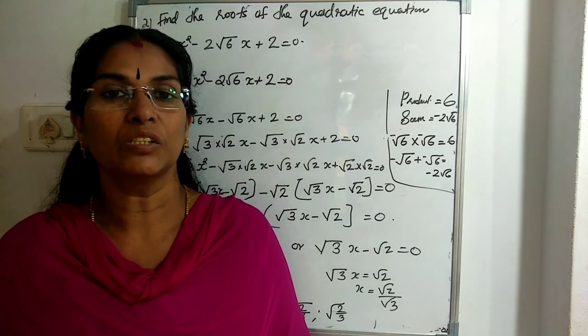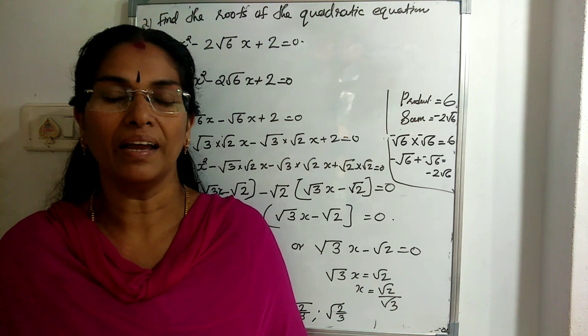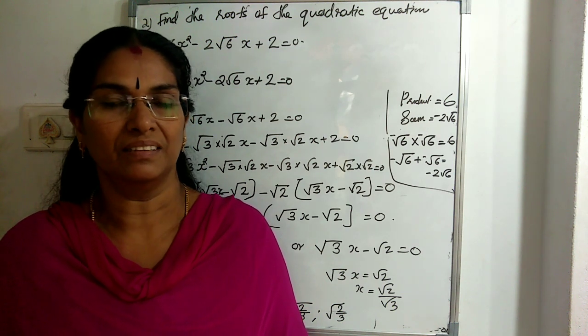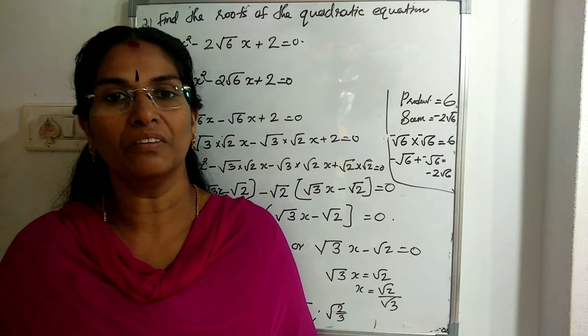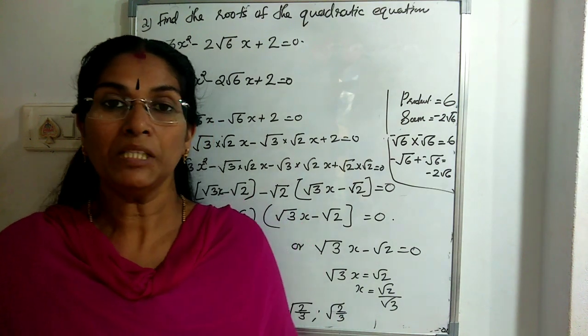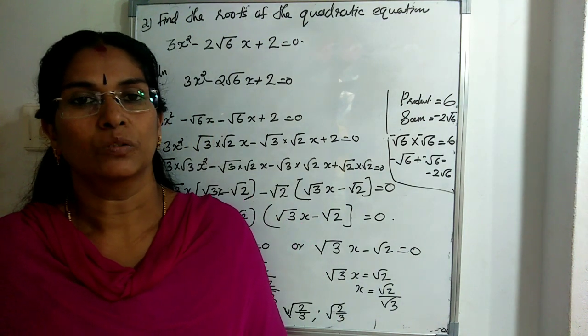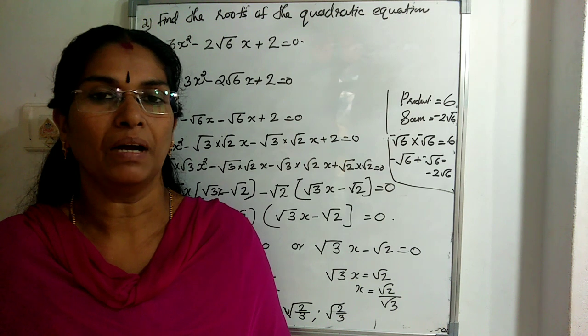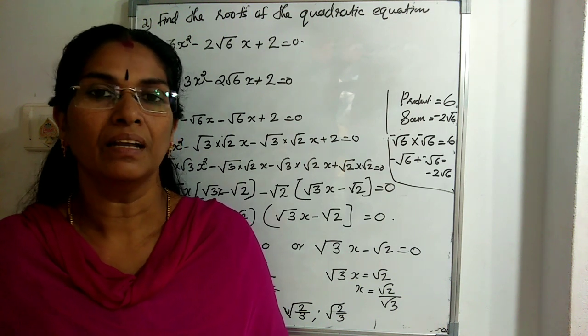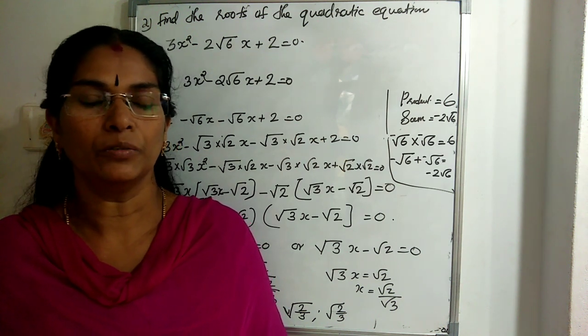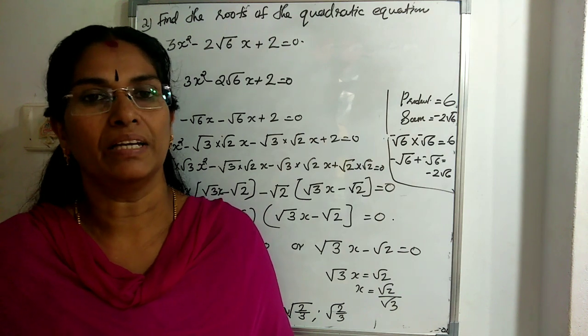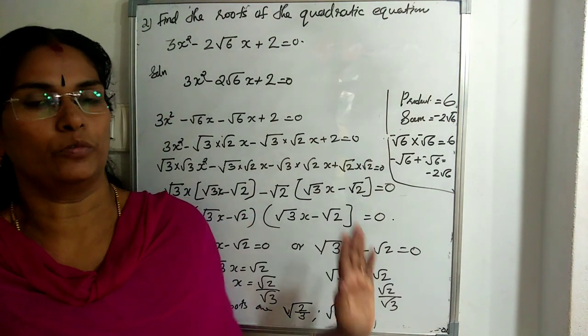Next we learned the solution of a quadratic equation by the factorization method. Here also we have to know about factorization, or splitting the middle term. So first you have to split the middle term. After that you will get a linear equation. That linear equation you have to equate with 0 and find the variable. That is the method, that is the process.